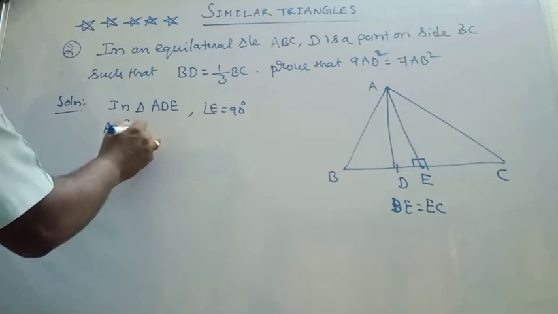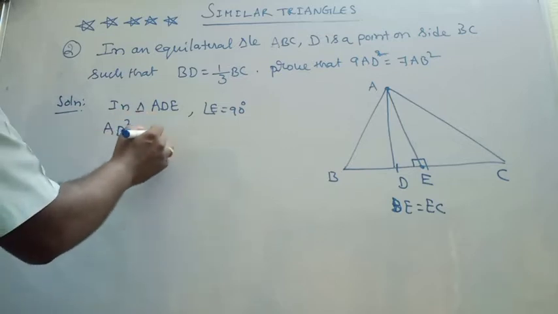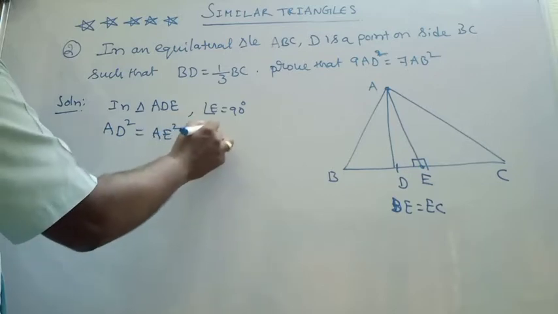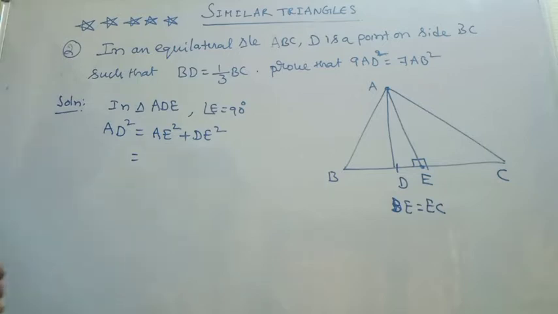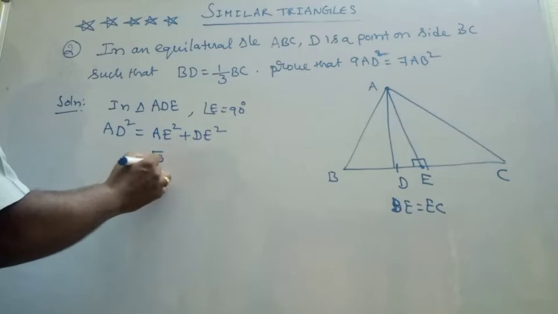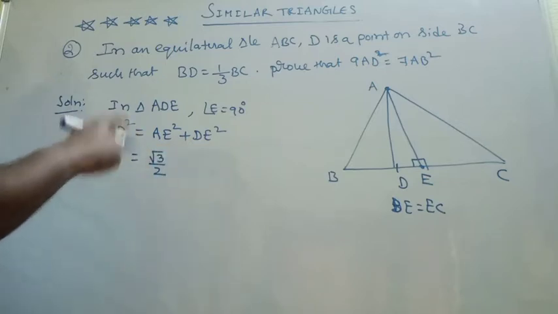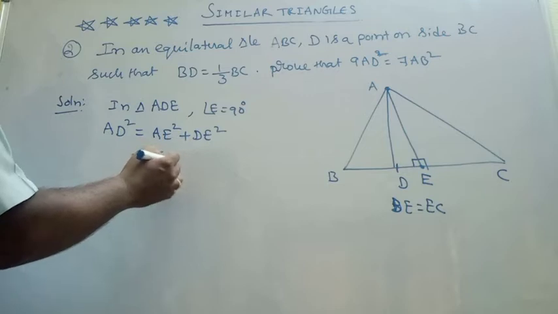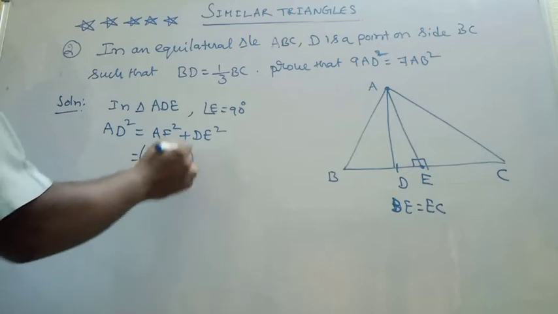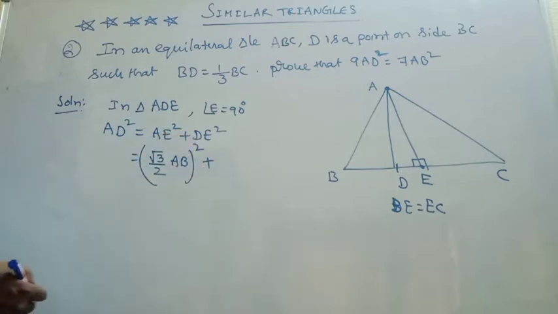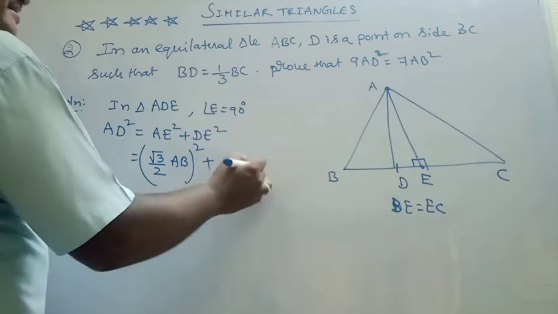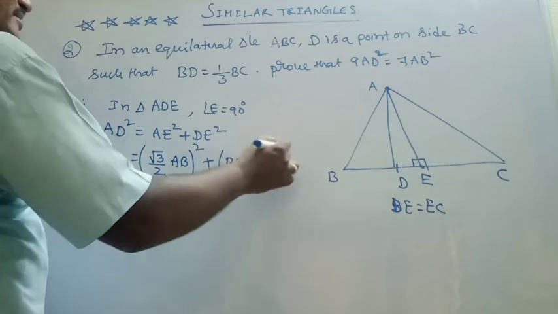Now, AD square is equal to AE square plus DE square. AE is nothing but the altitude. The altitude of an equilateral triangle is √3/2 times the side. Let us take the side as AB. So it is (√3/2 AB) whole square plus DE square. DE you can write as BE minus BD, whole square.